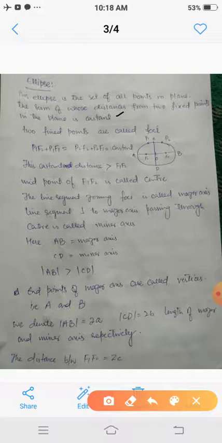Now if we consider a point P1 such that the sum of its distances from the two fixed points, that is P1F1 plus P1F2, equals a constant, and if we consider another point, say P2, in such a way that P2F2 plus P2F1 equals the same constant, then we say that these two points are on the ellipse.